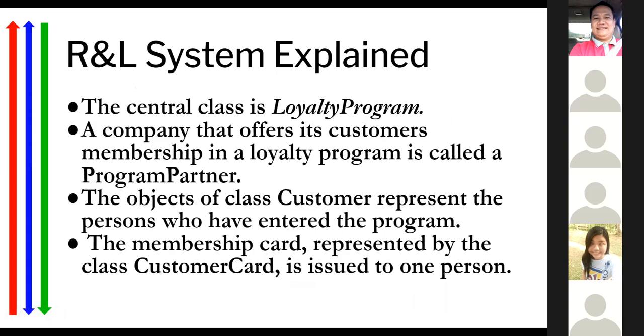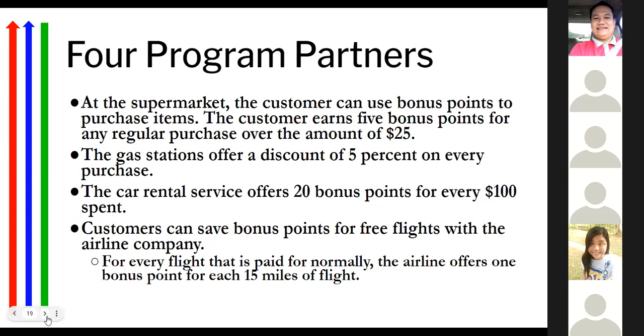So, yung R&L system. So, let's just dissect kung ano ba yung ginagawa ng R&L system. So, first, yung central class natin is yung loyalty program. And next, the company that offers its customers membership in a loyalty program is called program partner. So, another class yon. And then, the objects of class customer represent persons who have entered the programs. And then the membership card represented by the class customer card is issued to one person.